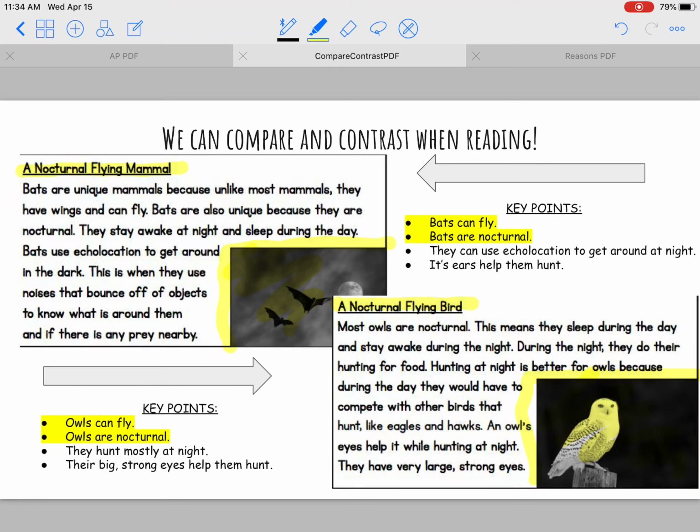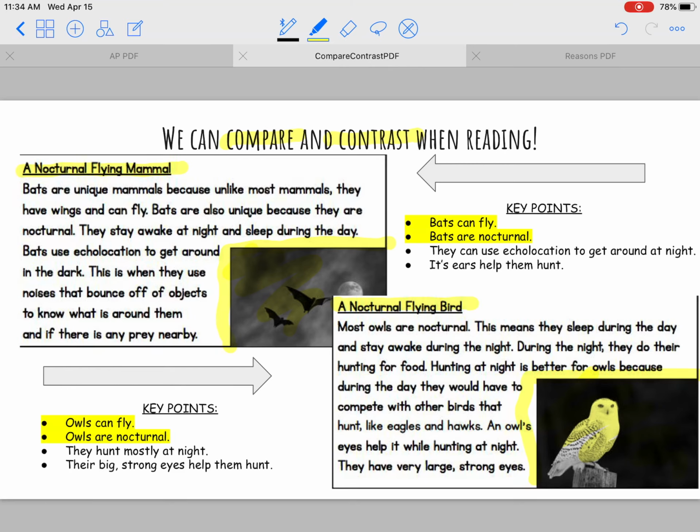So now we're actually going to read, and we're going to figure out some ways that these articles are similar, which means compare, and ways that they are different, which means contrast. All right, so let's get started on passage number 1. I would love it if you would follow along with your finger while I'm reading.